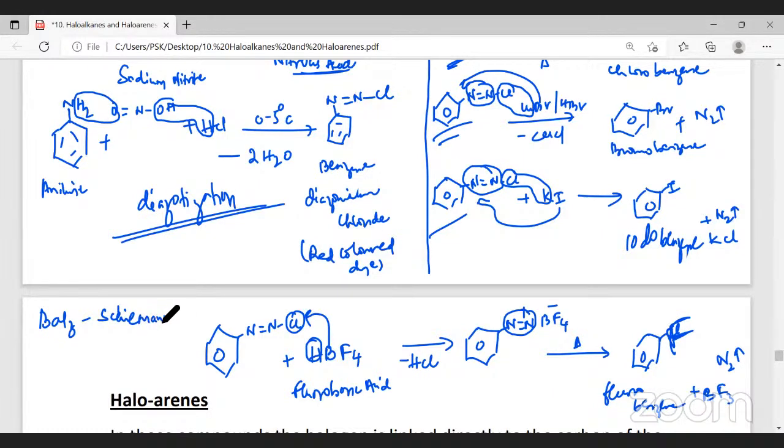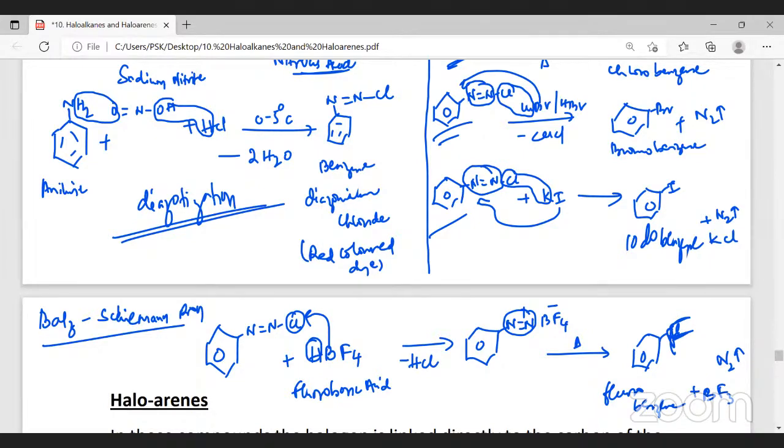Balz-Schiemann reaction. Direct fluorination of benzene diazonium chloride is not possible. Therefore, it is reacted with fluoroboric acid to form an intermediate compound, which decomposes to form fluorobenzene. Followed with this? Yes, sir.